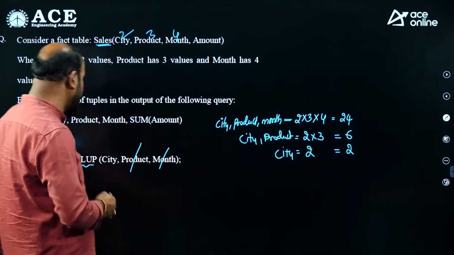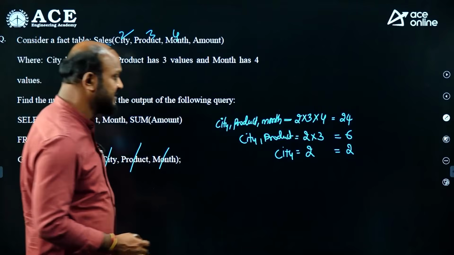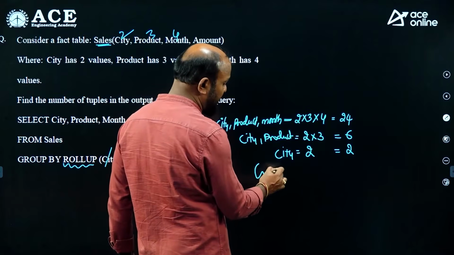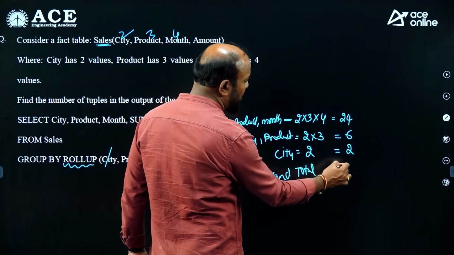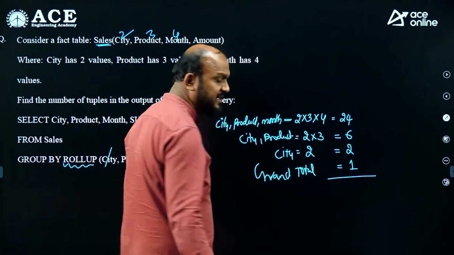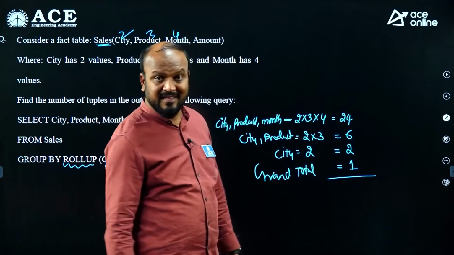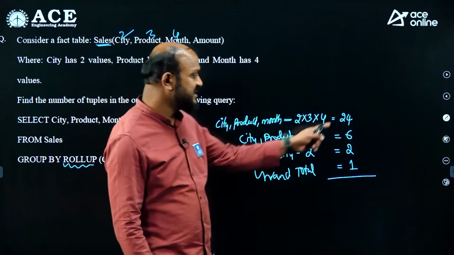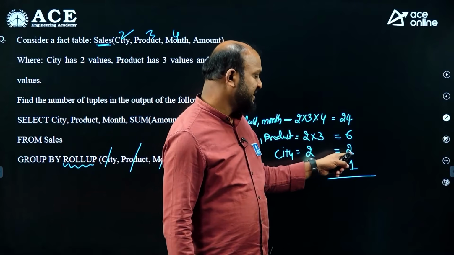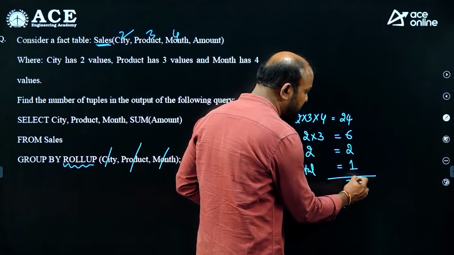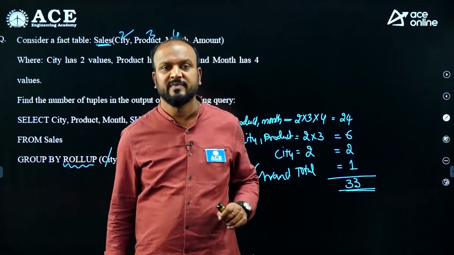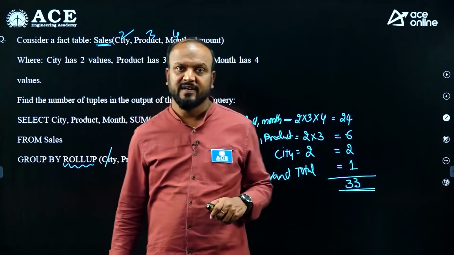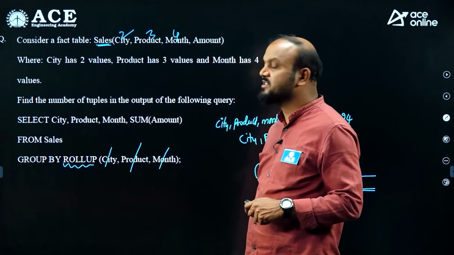And again roll up, even this city is dropped, then you are going to get the grand total, means all together. How many rows are possible? 1 row possible. So in total how many rows are there in the output of this query? 24 plus 6, 30 plus 2, 32 plus 1, 33. So there are a total of 33 rows possible in the output of this query, right? So the answer for this question is 33.